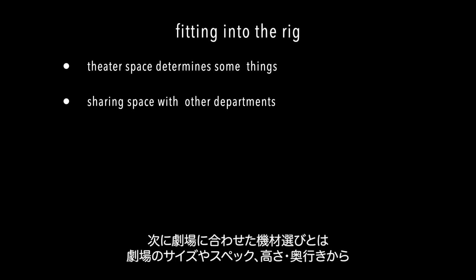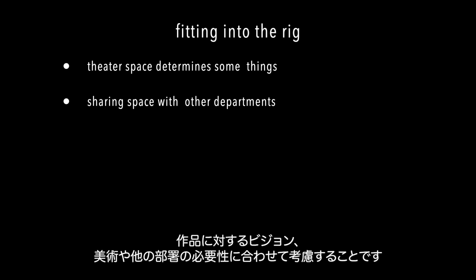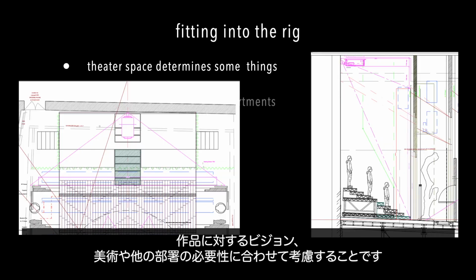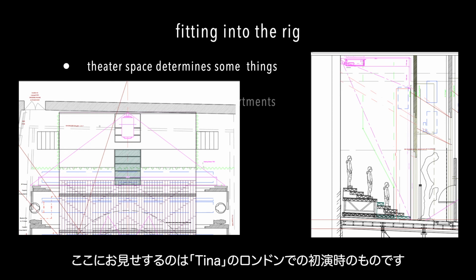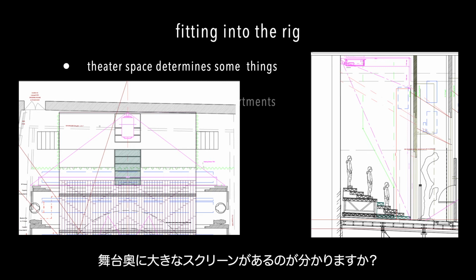So fitting into the rig. To me, this is about the specifics of the theater and the theater space, the size, the depth, the height, and what is your ideal for getting your aesthetic choices and your design into that theater. And then you want to share the space with the other departments, right? So here's an example from Tina when we first were talking about doing it in London. And you'll see there's a big screen on the upstage side of this.